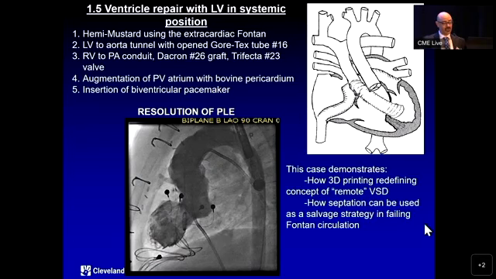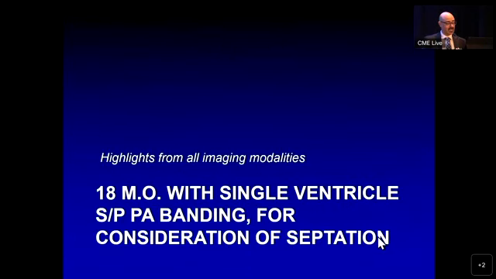So this, to me, was a good demonstration of how 3D printing is redefining the whole concept of remote VSD and how septation can be used as a salvage strategy in failing Fontan circulation.